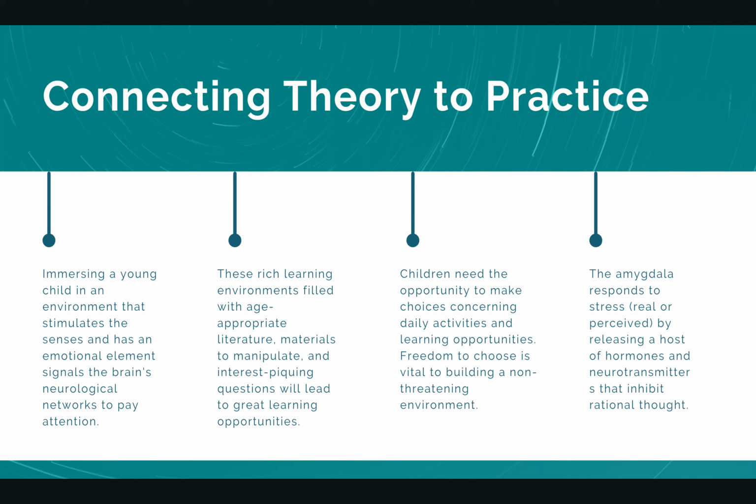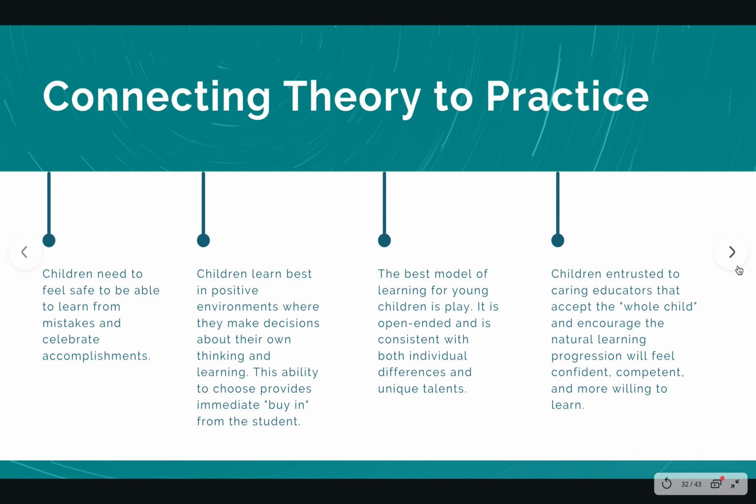The amygdala responds to stress, real or perceived, by releasing a host of hormones and neurotransmitters that inhibit rational thought. Children need to feel safe to be able to learn from mistakes and celebrate accomplishments. Children learn best in positive environments where they make decisions about their own thinking and learning. This ability to choose provides immediate buy-in from the student.